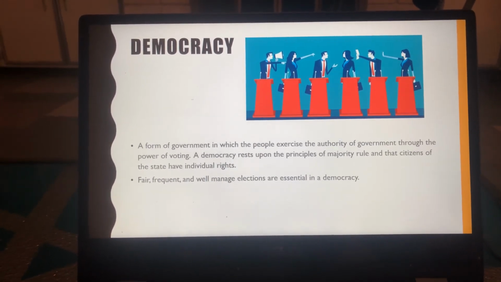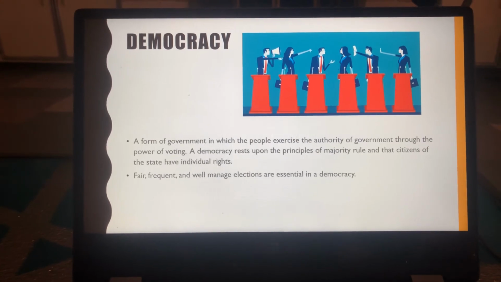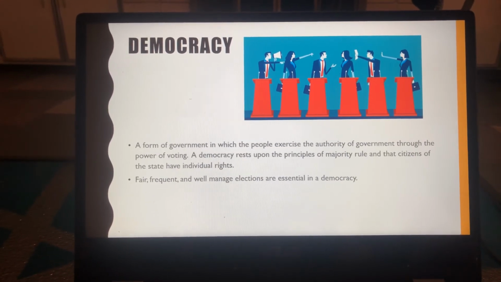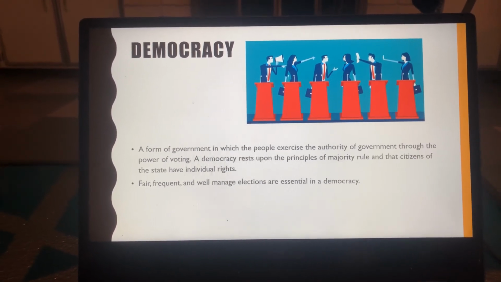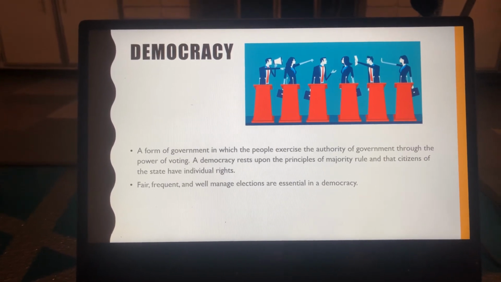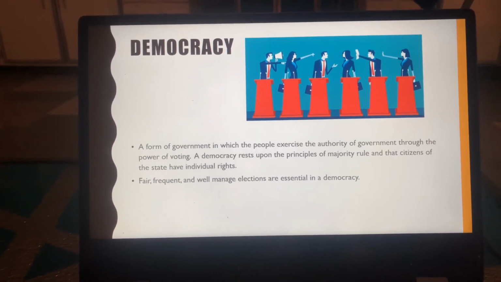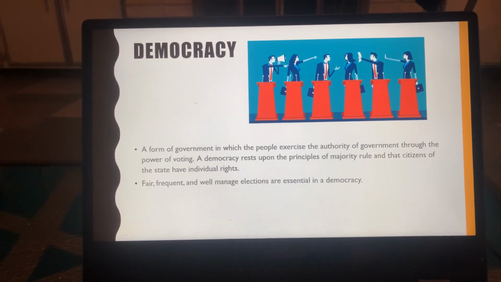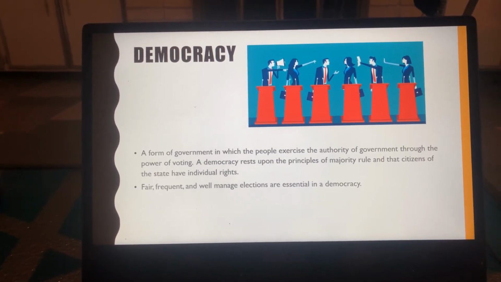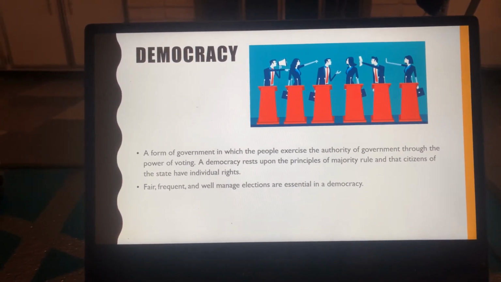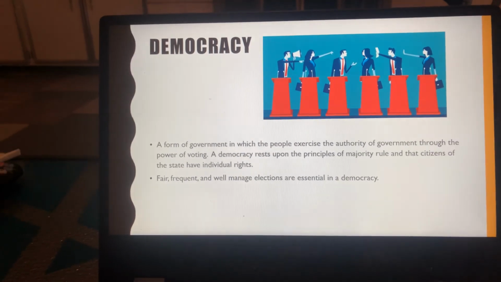A democracy is a government that's run by people. This concept is always linked to majority rules. People vote on the laws that they want passed, and they determine how they want the government to be and how they want to be ruled.